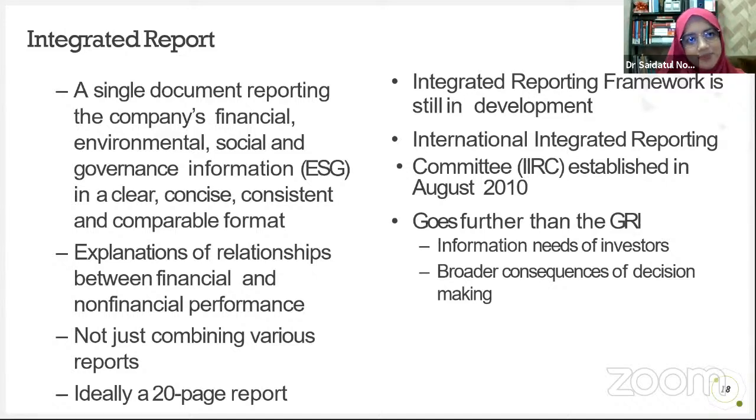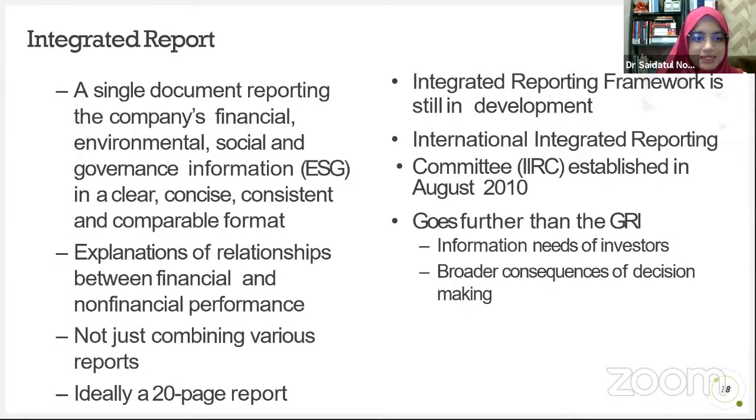For example, how do you use your resources? You have to actually show the connection between how you use your resources, how you make sure that you use them sustainably, and how out of that you come up with a good value for your business. So you have to show it in one report, and not just combine various reports.